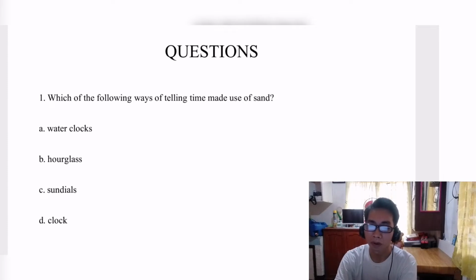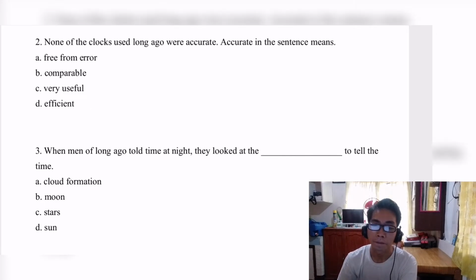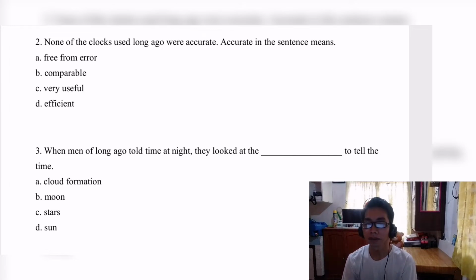Number 1. Which of the following ways of telling time made use of sand? A. Water clocks. B. Hourglass. C. Sundials. And letter D. Clock. Number 2. None of the clocks used long ago were accurate. Accurate in the sentence means A. Free from error. B. Comparable. C. Very useful. And letter D.